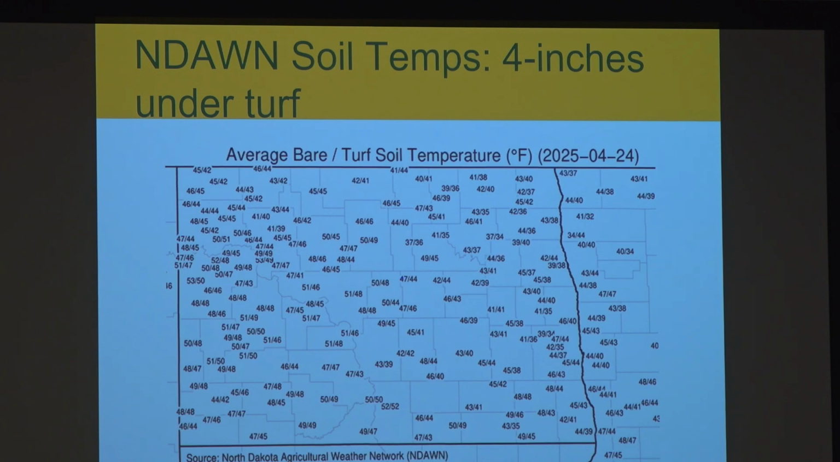So you can see that we're starting to inch up to 50. This was taken on April 24th, which is a couple days ago. And you can see that we're inching up into that temperature range. So we can start thinking about putting down crabgrass pre-emergence, or some of you may know it as a crabgrass preventer.